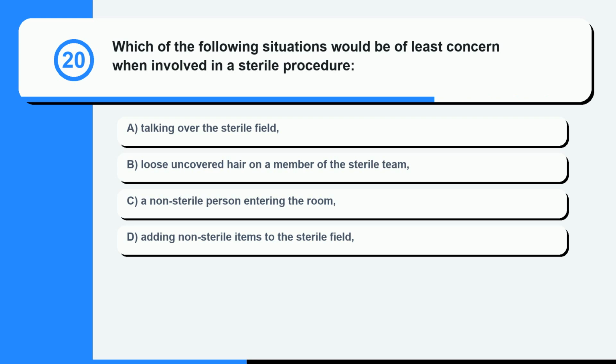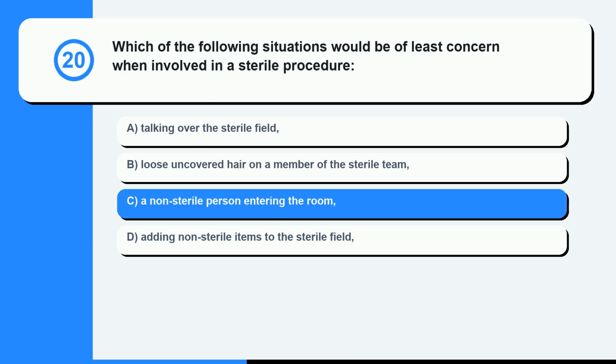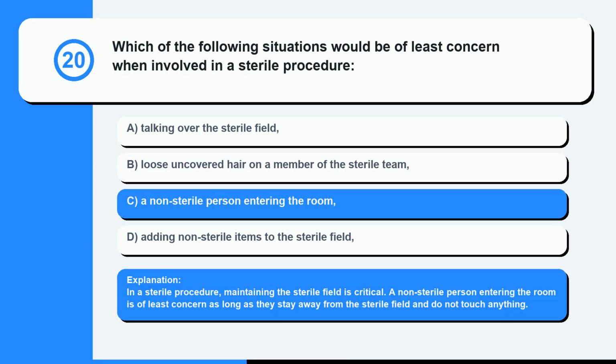Question 19. Which of the following is not a normal vein for phlebotomy? A. Cubital vein. B. Brachial vein. C. Hepatic vein. Or D. Cephalic vein. The correct answer is C. Hepatic vein. The hepatic vein carries blood from the liver to the heart and is deep within the abdomen, whereas the cephalic, basilic, and cubital veins are superficial and accessible for phlebotomy.